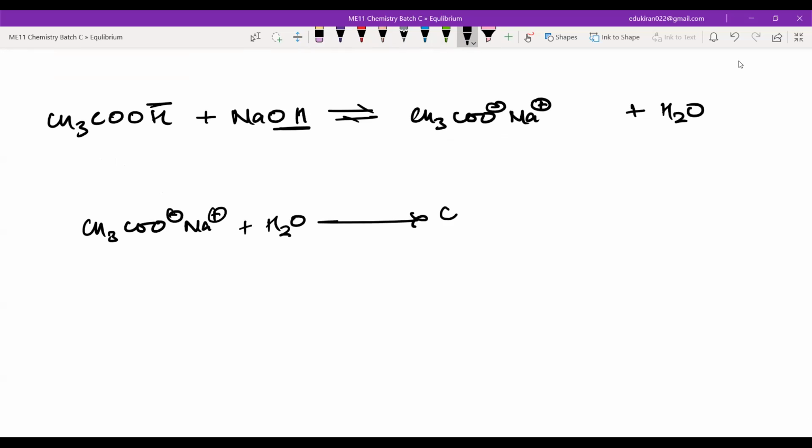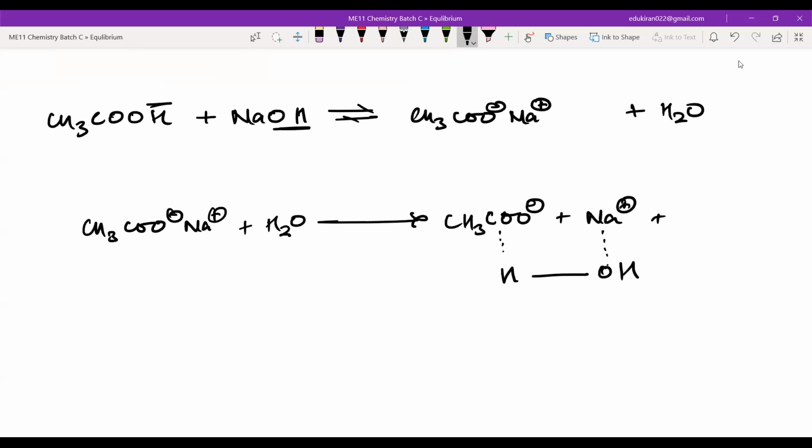So this CH3COONa will give us CH3COO negative plus Na positive. And here we also have H and OH from water. Now we know that if NaOH is formed, it is a strong base, and it will be completely dissolved and completely ionized in the solution. There will be no molecule of sodium hydroxide present.